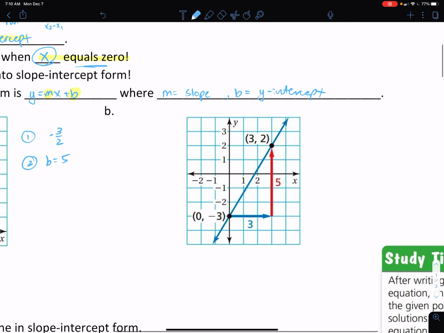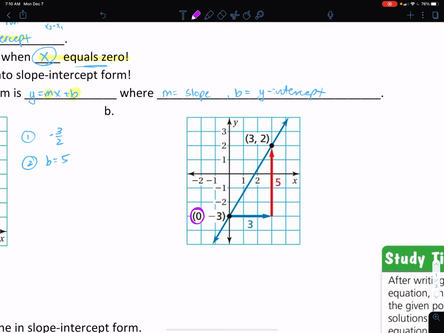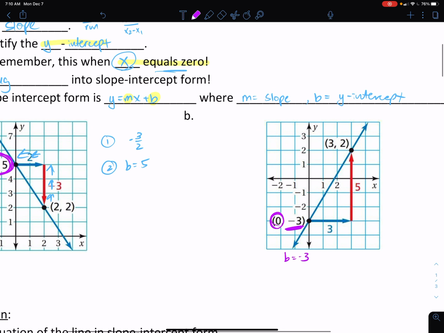So in this one, same thing. You look for when x is equal to 0, then b is equal to negative 3. So in this equation, you just plug everything in. Remember, this is your m, this is your b. So instead of y equals mx plus b, you have y equals negative 3 over 2x plus 5. So that's the equation.